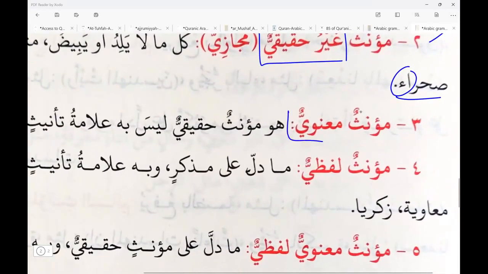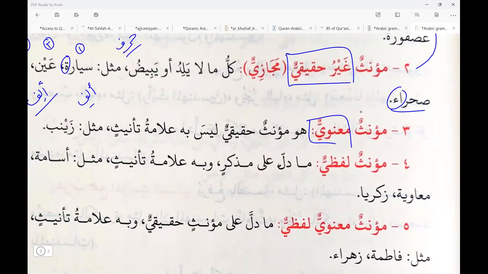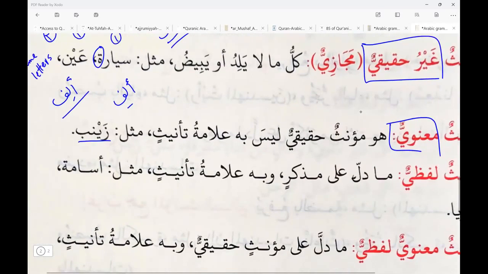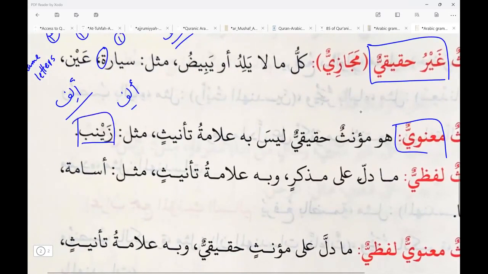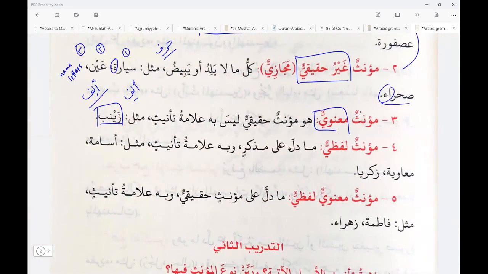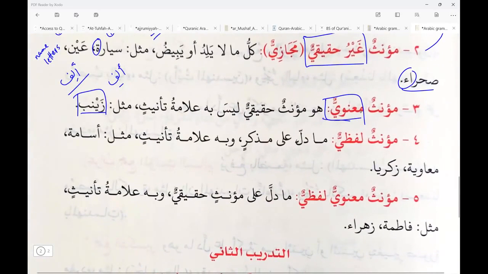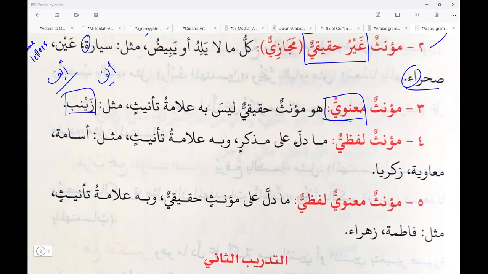But then we have ma'nawi. Ma'nawi means that it is haqiqi, but it doesn't have any alama. Meaning it's actually female, human or animal, but it just doesn't have any alama. For example, Zainab. Zainab is the name of a female person, but it doesn't have any alama. This is called ma'nawi. And lafzi means it's only by the word. It is not actually a real female person or animal.